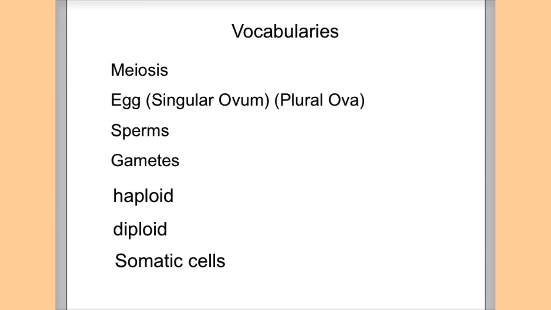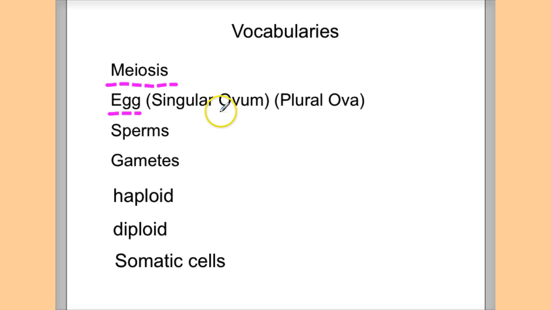Our first vocabulary word is of course meiosis. Our second vocabulary word is egg. Now I know that this is not much of a vocabulary word or a new word to you. However, I want to bring about the singular and plural form of this word.